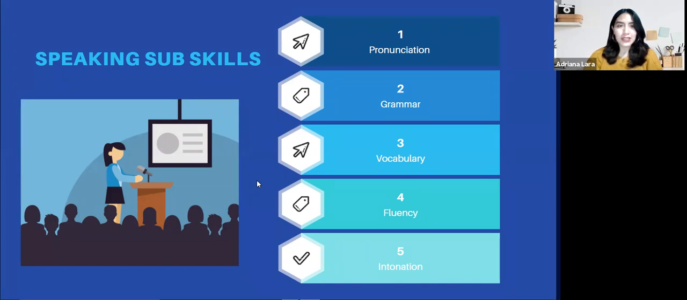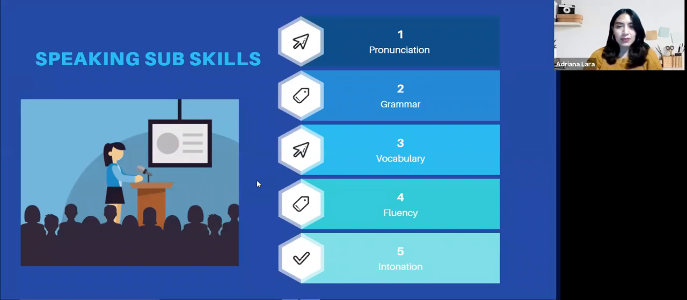The next sub-skill is fluency. Fluency is a sub-skill that requires the students to use the language smoothly and without any kind of rehearsal. When a person is fluent, maybe he or she may have already developed his or her communicative competence. So fluency is very important in speaking because it allows us to communicate in an appropriate way.